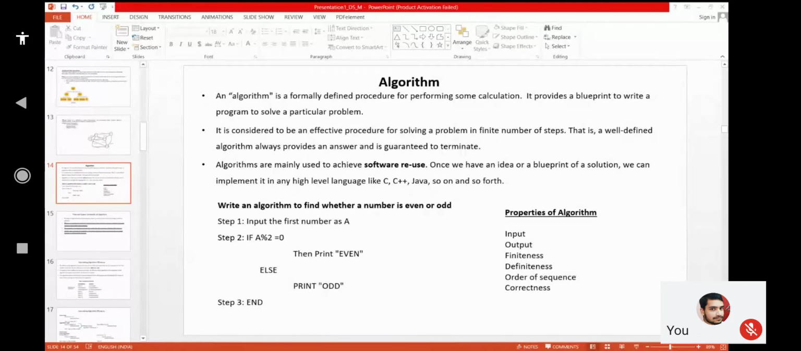Is this clear? And the last one is correctness. Correctness means, for each and every input, whatever the input be, it will get the desired output. For each different input, it will get a different desired output.